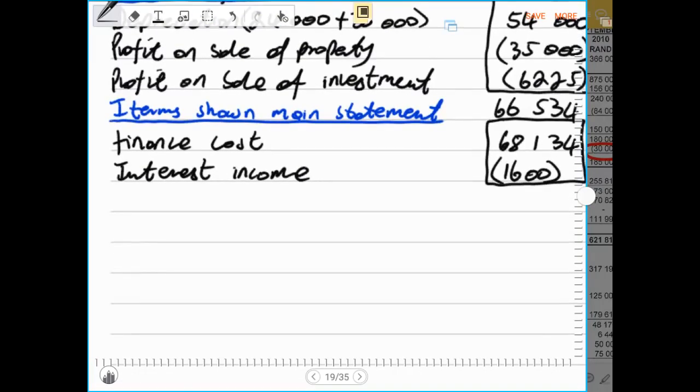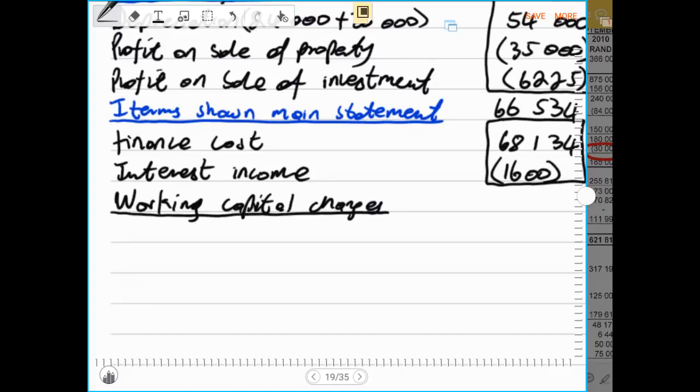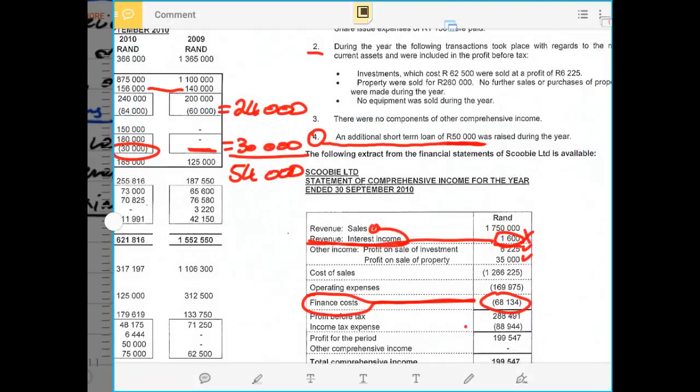The last interesting part is the working capital changes, where we focus on the working capital changes. And our working capital changes is three things: inventory, trade receivables, and trade payables. It's only the three that get to be recorded under working capital changes. So now first we have to go to the statement of financial position, and we look for the inventory.